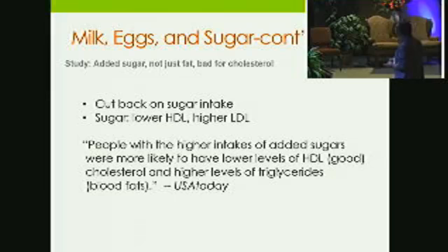Cut back on sugar intake if you can, please. People with higher intakes of added sugars are more likely to have lower levels of their good cholesterol and higher levels of their triglycerides, which I call the ugly cholesterol.